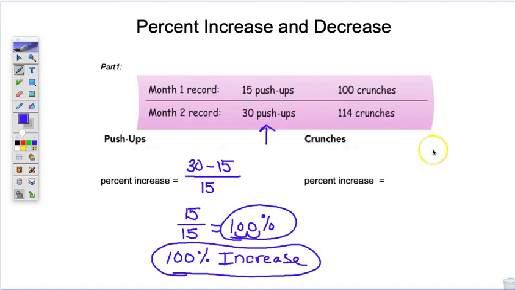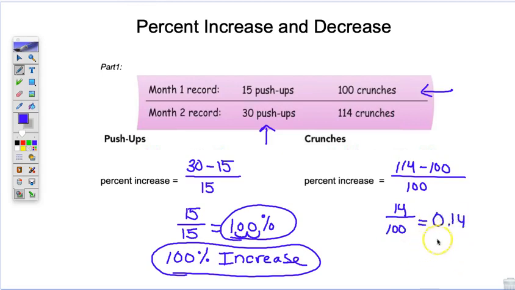Let's take a look at the crunches. We also increased this by 14. So in your numerator, you would be taking the larger number, subtract the smaller number, and always dividing by what you started with. The original amount in this case is 100. 114 take away 100 is 14, divided by the original, 100. You will get 0.14, but we need it in a percentage, so we're going to move it 2 places to the right, and this is a 14% increase.